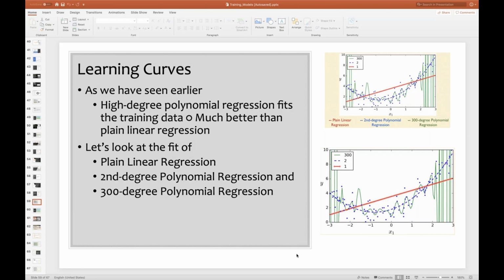As we have seen earlier, high-degree polynomial regression fits the training data much better than the plain linear regression. This is one mistake. I have to correct the slide. Let me give you one second. This kind of thing will happen. Erase all the drawings, go back to the pointer. I don't know, it's not working.